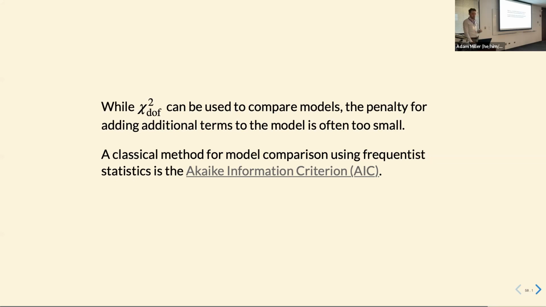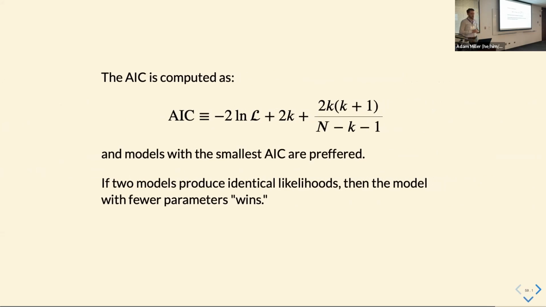This is very common in frequentist statistics. So the AIC is just the negative of twice the log likelihood plus some terms that are related to how many model parameters you have, that's K, and the number of observations that you have, N. Models with the smallest AIC are preferred.